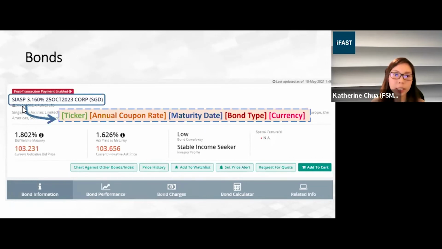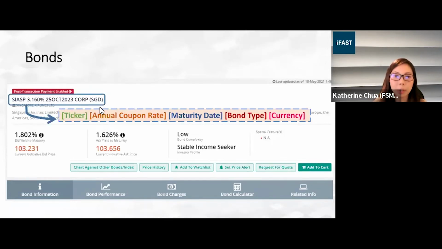The maturity date will be the date that is actually fixed on the bond itself. Some bonds could be perpetual, and some bonds actually have a fixed maturity date. It will all be stated in the name of the bond itself. Also, if you see CORP, it just stands for bonds that are issued by corporations. You can also have bonds issued by quasi-sovereign or government bonds as well.